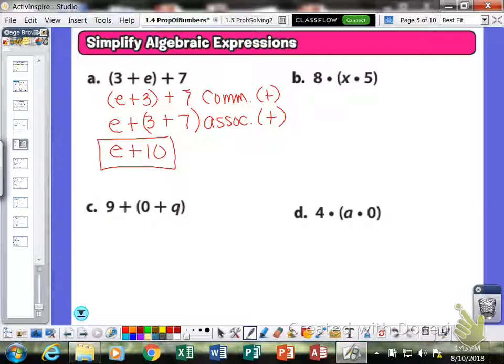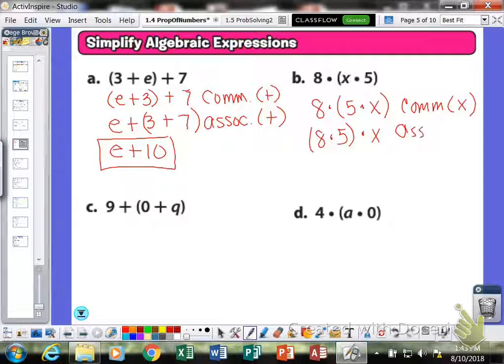All right, B. So here again, I can't multiply 5 and x because I don't know what 5 and x are. So what I could do is switch places with the 5 and the x. So that's the commutative property of multiplication. And then I can change the grouping, and that is the associative property of multiplication. And now I have 40 times x. And we would typically write it as 40x. We wouldn't put a times symbol in between them.